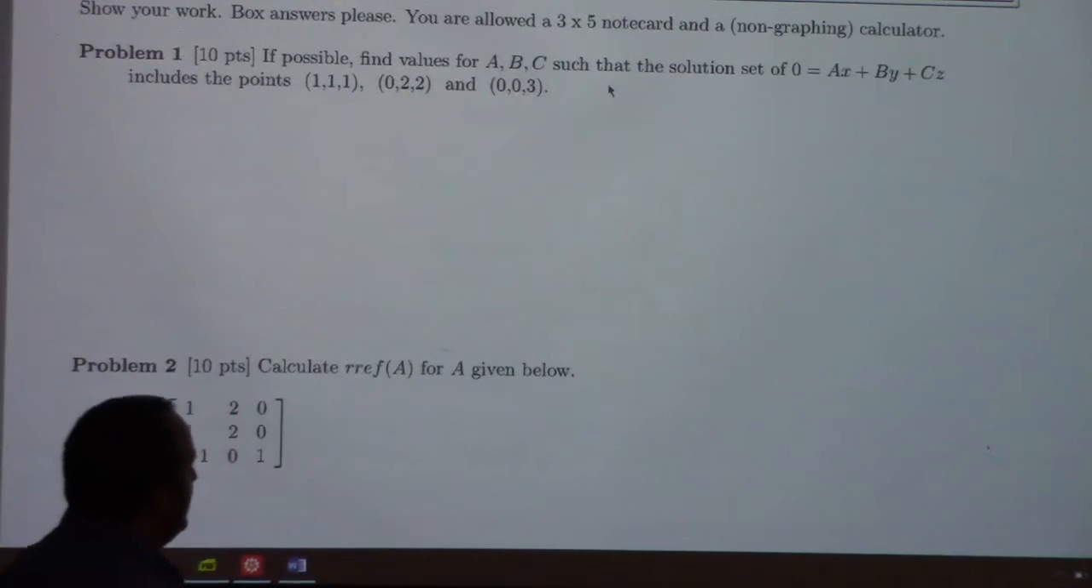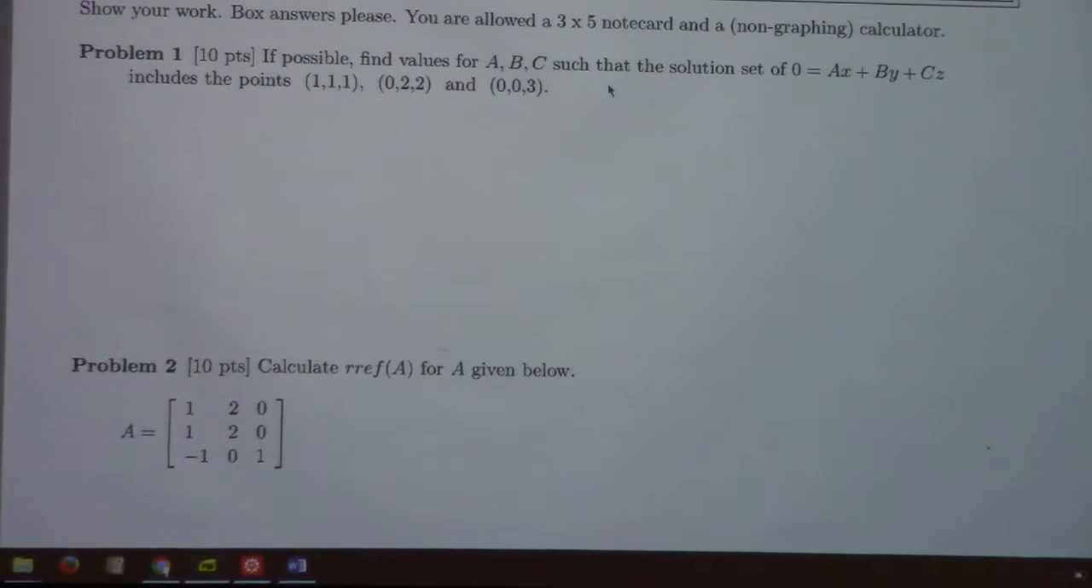Okay, well, I will go a couple minutes over, but I don't want to go too long over, so let's just get to it here. If possible, find values for A, B, C such that the solution set of this includes these points.